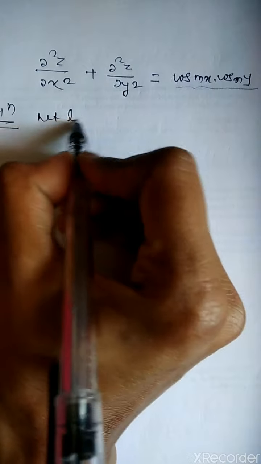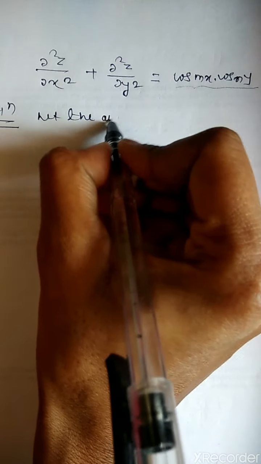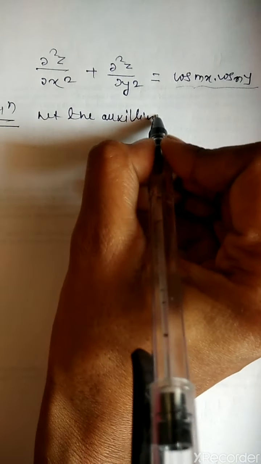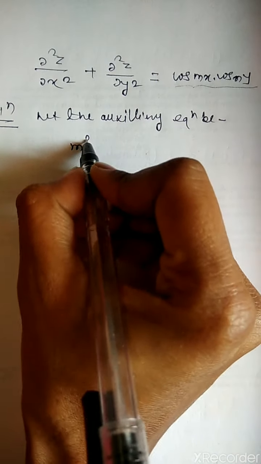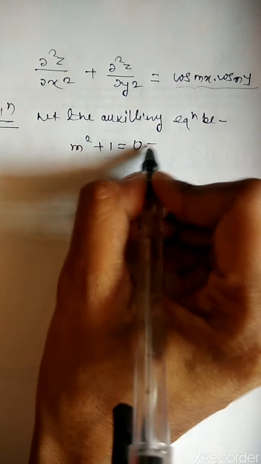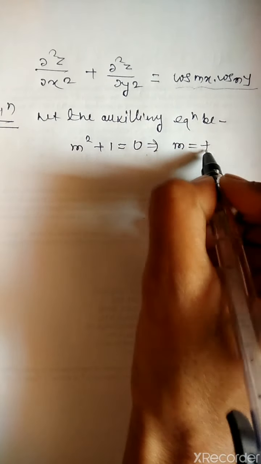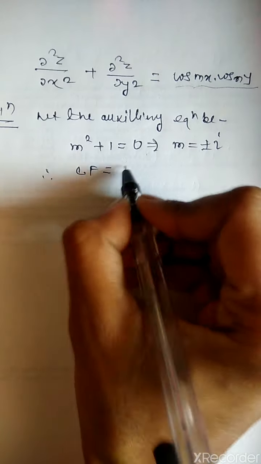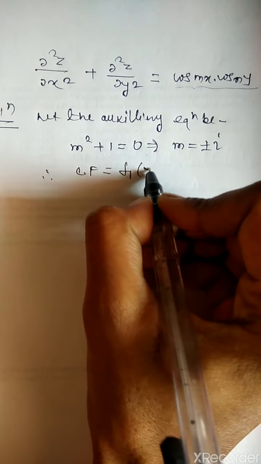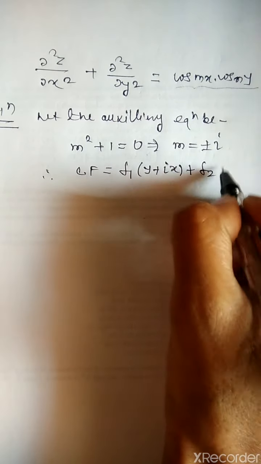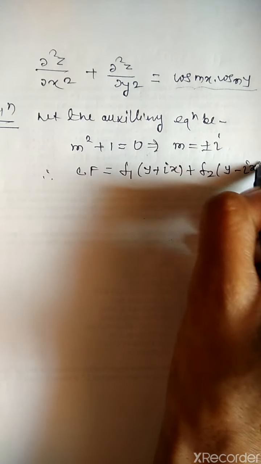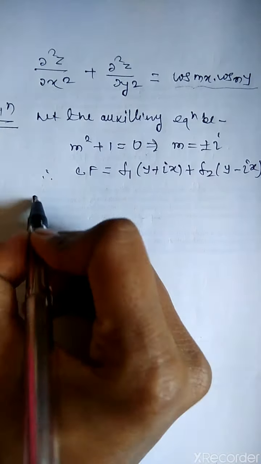So let the auxiliary equation be m square plus 1 equals 0. So this implies m equals plus minus i. And therefore, your CF is, as previously we have done, f1(y + ix) + f2(y - ix). Fine.